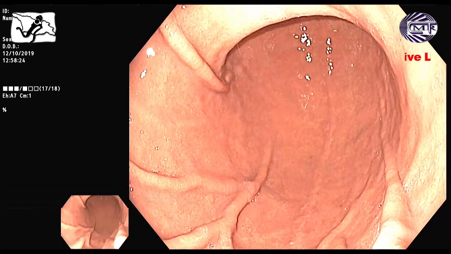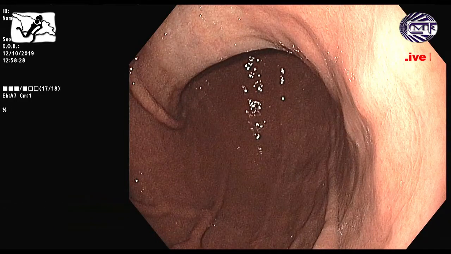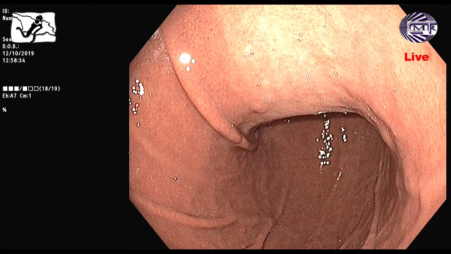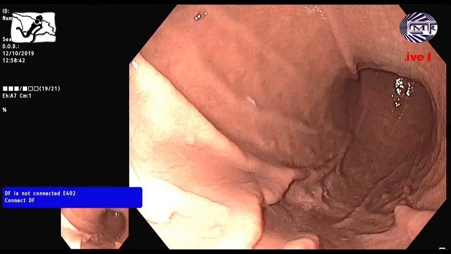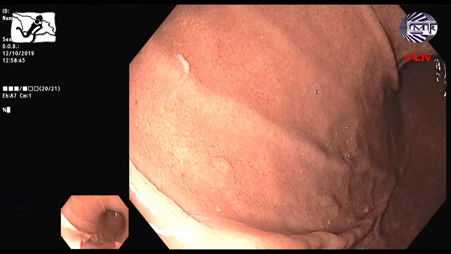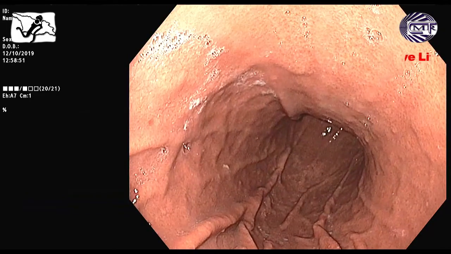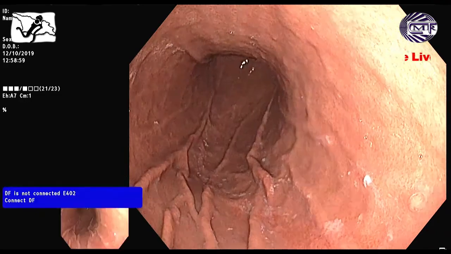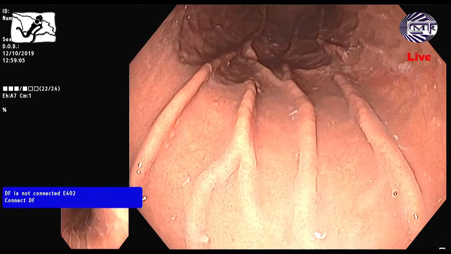This is the body, raw body. I took the picture greater curvature and posterior wall, lesser curvature, and anterior wall. As you can see, 2 polyps here and here. Hyperplastic, right? Yes. Okay. Let me see more. The mid body. Lesser curvature, posterior wall. This is polyp again. It's very small. And greater curvature.